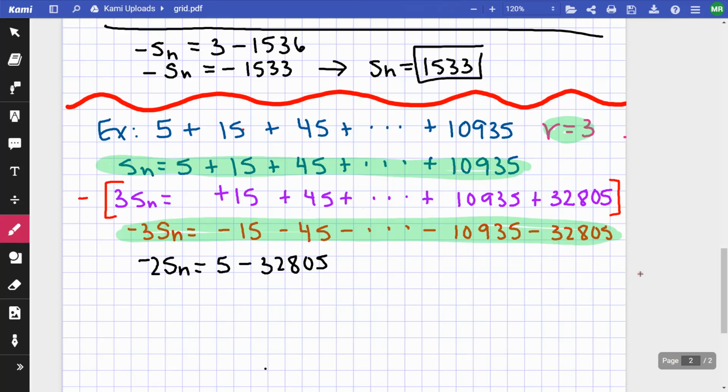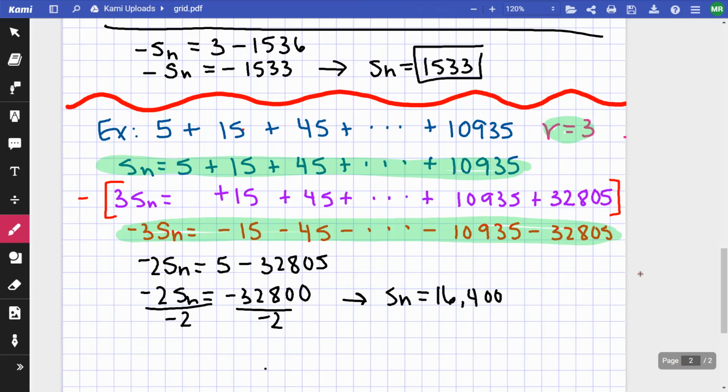32,805. So I'm going to get -2 S sub n is equal to -32,800. I'm going to divide by -2, divide by -2, and I get S sub n is equal to 16,400, and that's my answer.